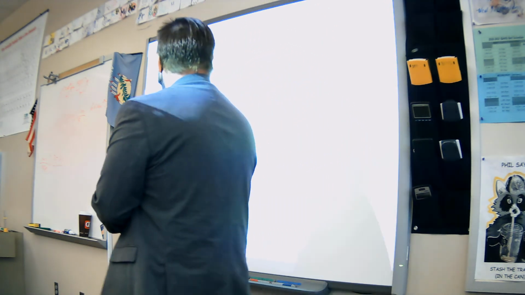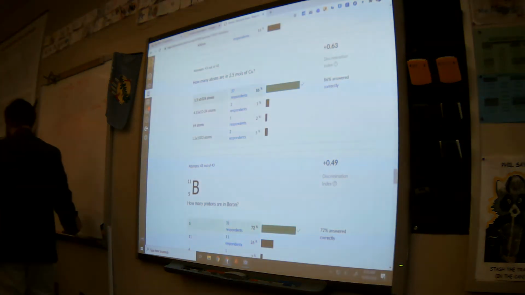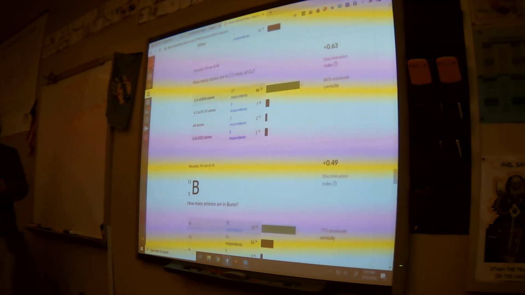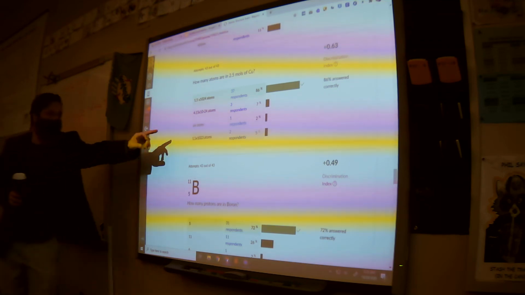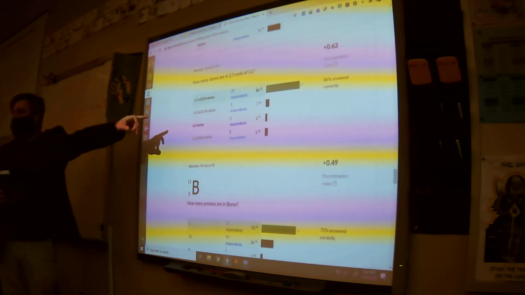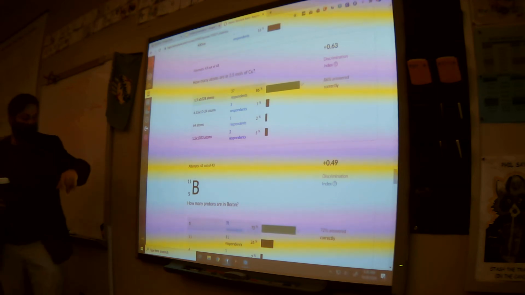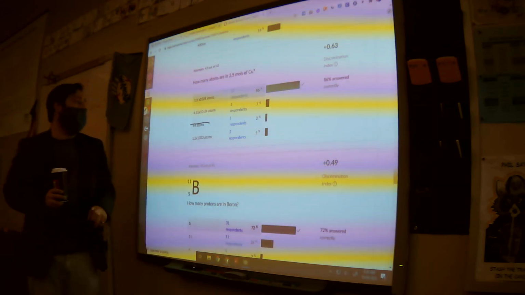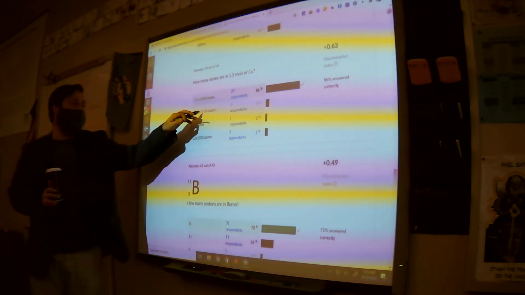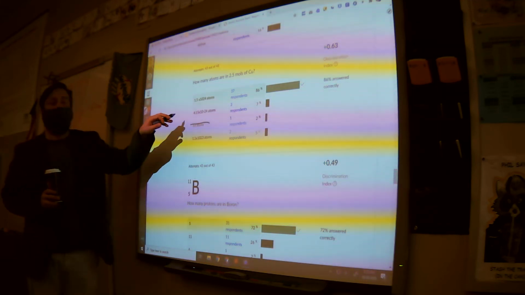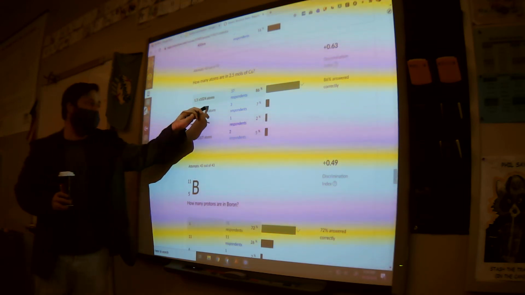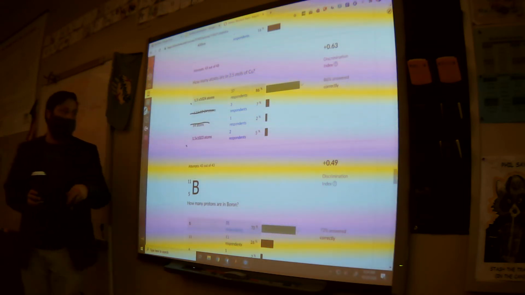How many atoms are in 2.5 moles of copper? So again, we can get rid of a fair number of these guys. 64 atoms. Do you think that that's reasonable? No, not really reasonable. What about 4.15 times 10 to the negative 24th? That's a fraction of an atom. That doesn't work either. So we're just left between these guys, right?